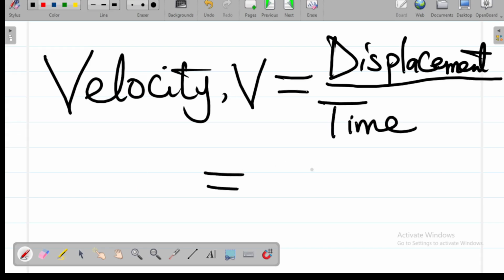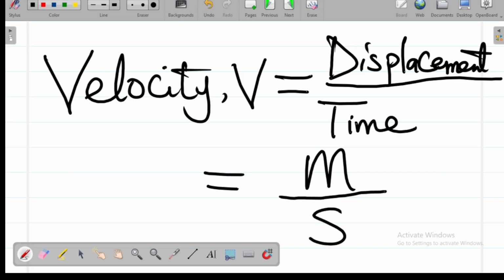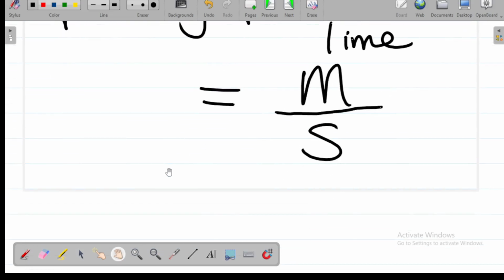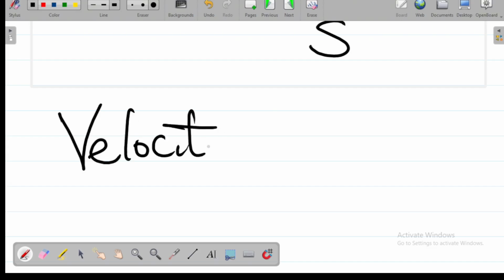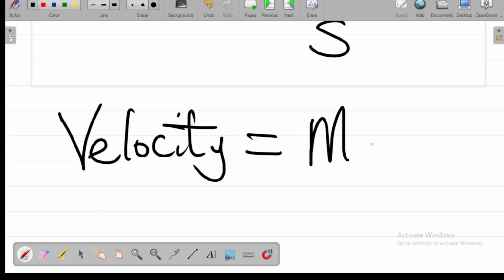And displacement is measured in meter. So we have m all over time, which is measured in seconds. So we have m all over s. So therefore, velocity is equal to meter per second. So this is the derived unit for velocity.